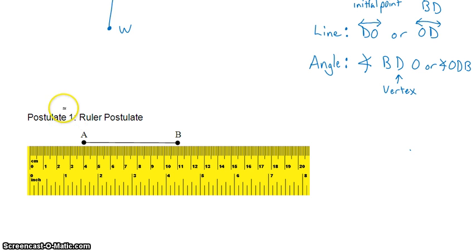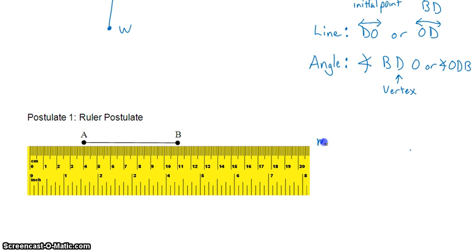Our first postulate, our first rule, is the ruler postulate. It says that if we have a line segment, that line segment has length, and we can measure that length. In order to measure that length, we're going to use a device that always marks off the same length, that same distance, much like a ruler. This same length every spot is called a one-to-one correspondence.